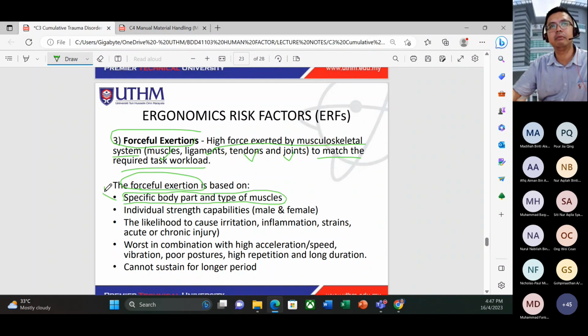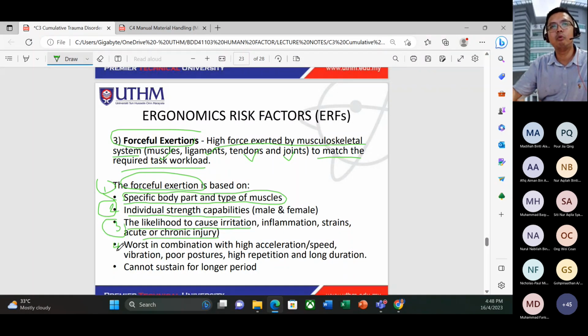Okay, this is number one. Number two, we want to base it on the individual strength capabilities. They might be different between males and females, where theoretically males have more strength capabilities compared with females. And the likelihood to cause irritation, inflammation, and strain, and acute or chronic injuries. Okay, this is number three.